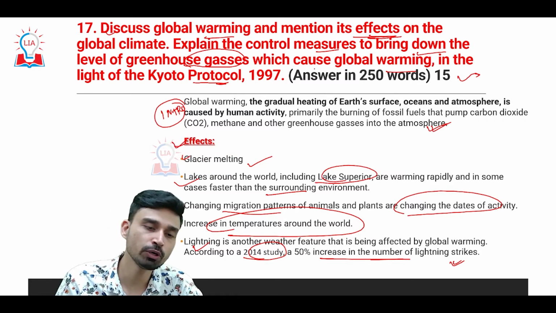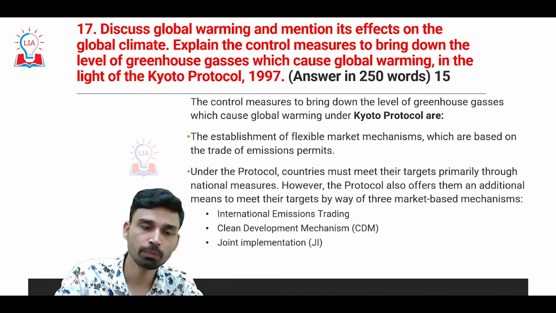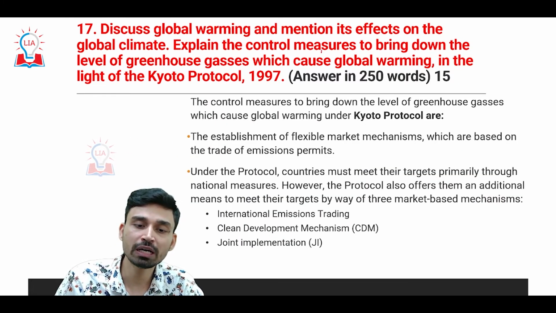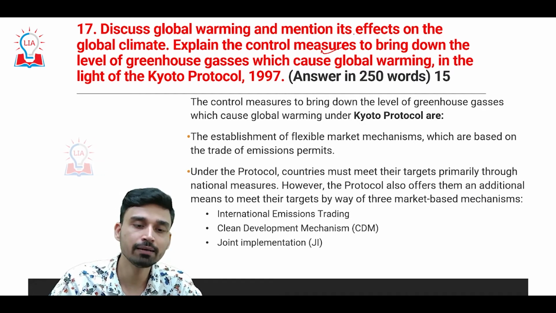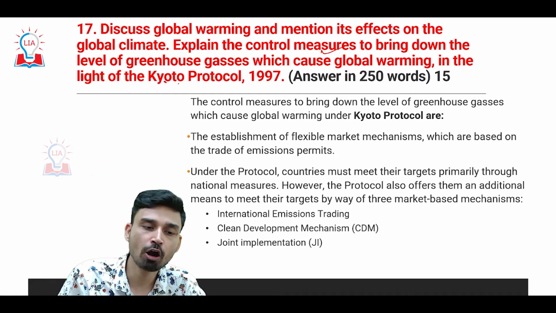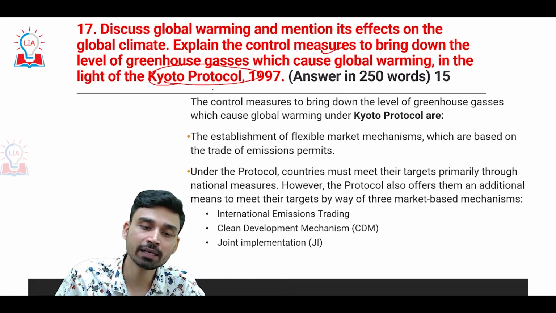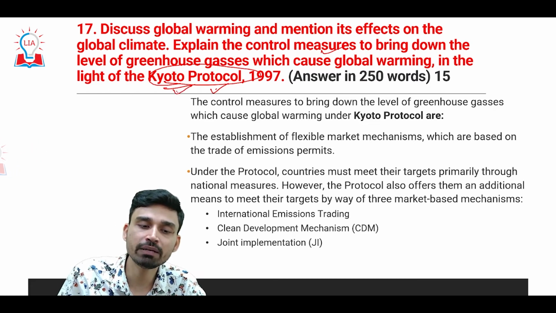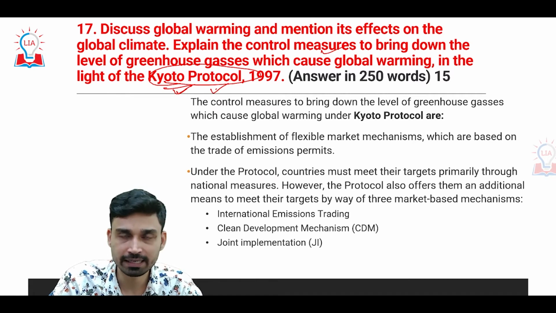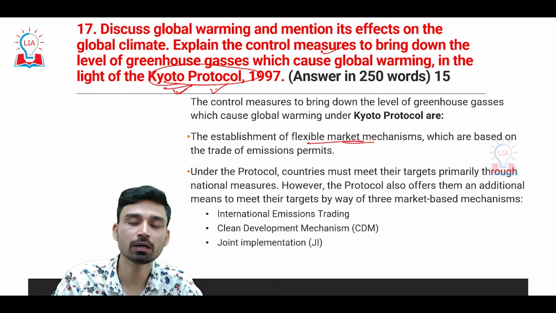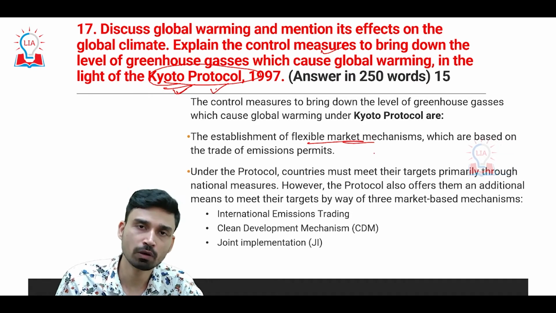Then in the next stage, you have to write about the control measures to bring down the level of greenhouse gases. Now, you do not have to write just any control measures, you have to write the control measures in the context of the Kyoto Protocol 1997. So again, before writing control measures, you could write briefly what the Kyoto Protocol 1997 is, and after that you can write about the mechanisms that have been developed under this protocol to tackle the menace of global warming.